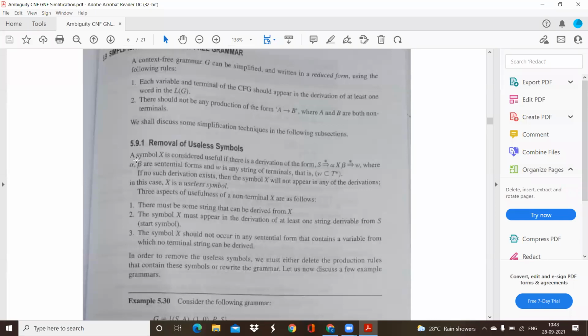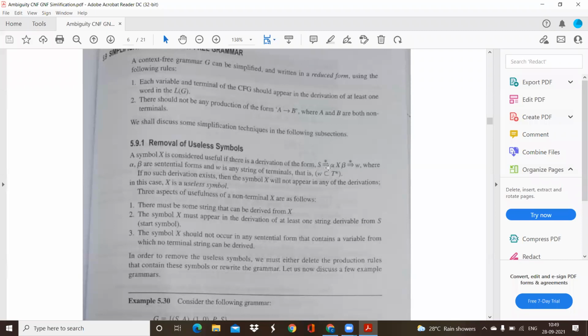You can see the symbol X is considered useful if there is a derivation of the form S derives alpha X beta derives W, where alpha, beta are sentential forms and W is any string of terminals, a subset of your alphabet. It means S derives to alpha X beta, which derives to W. To get this string W, you have to follow the star. The meaning of star is multiple steps.